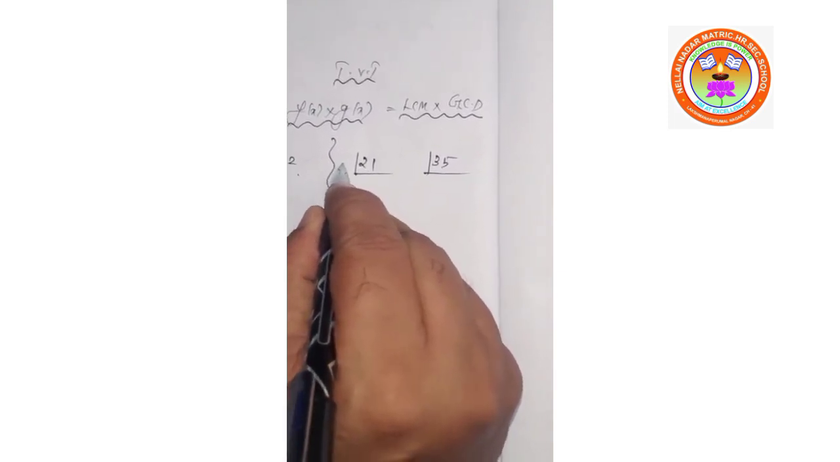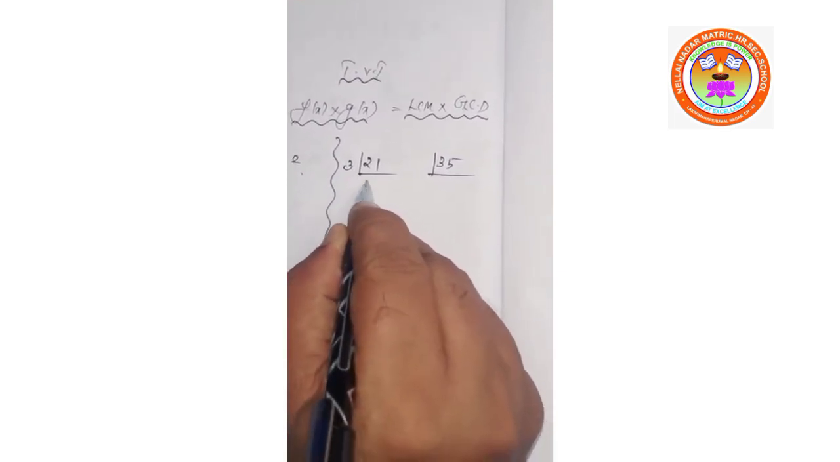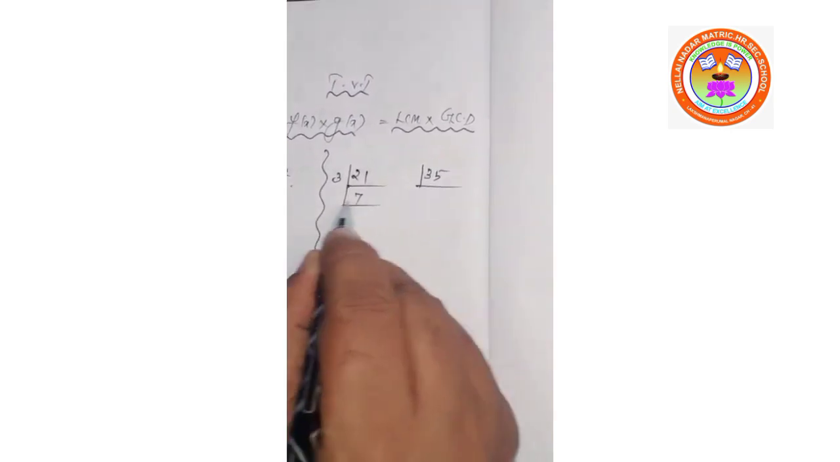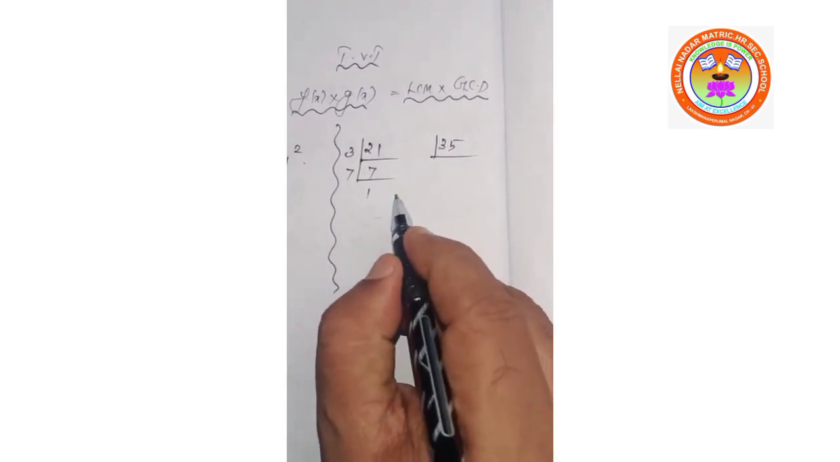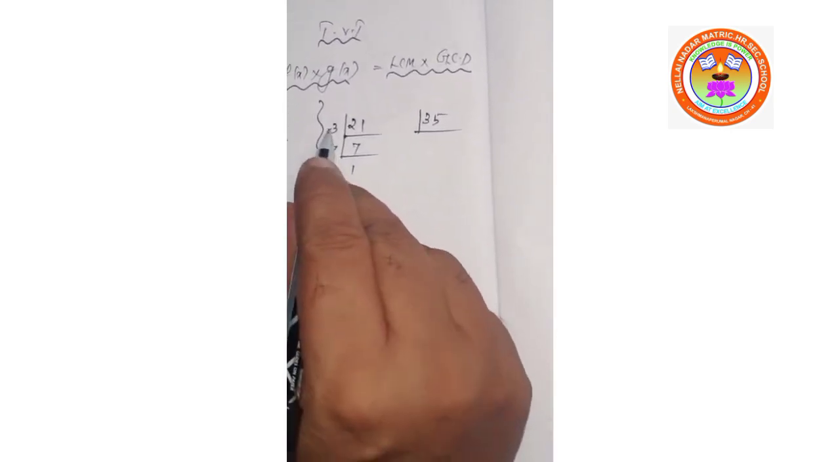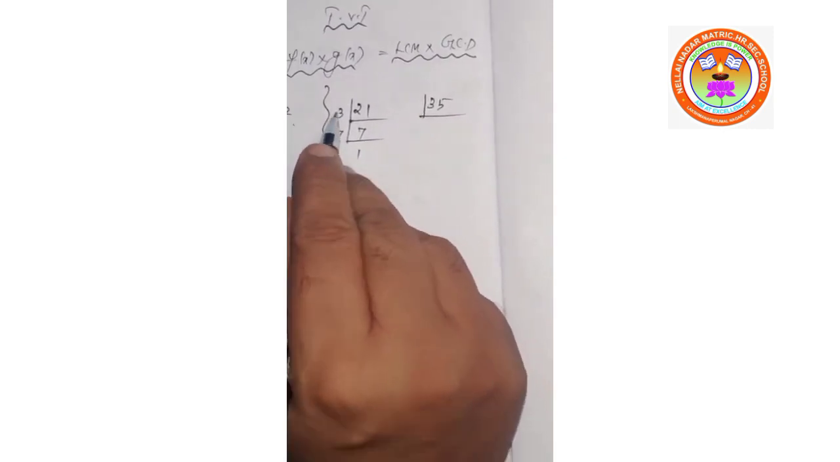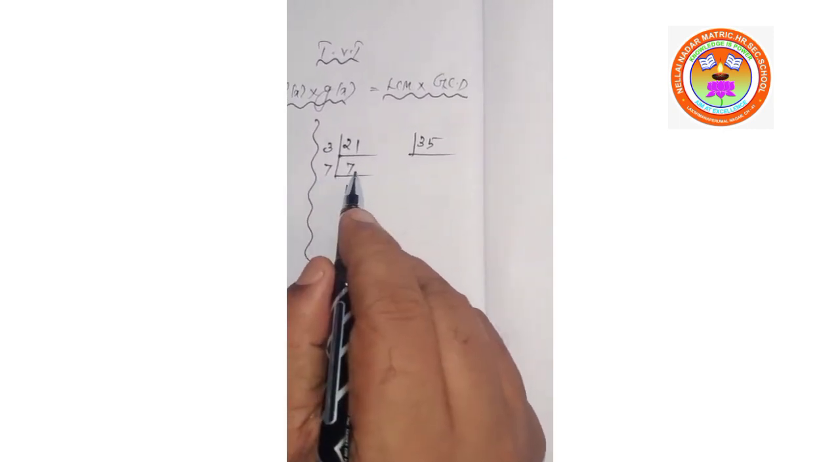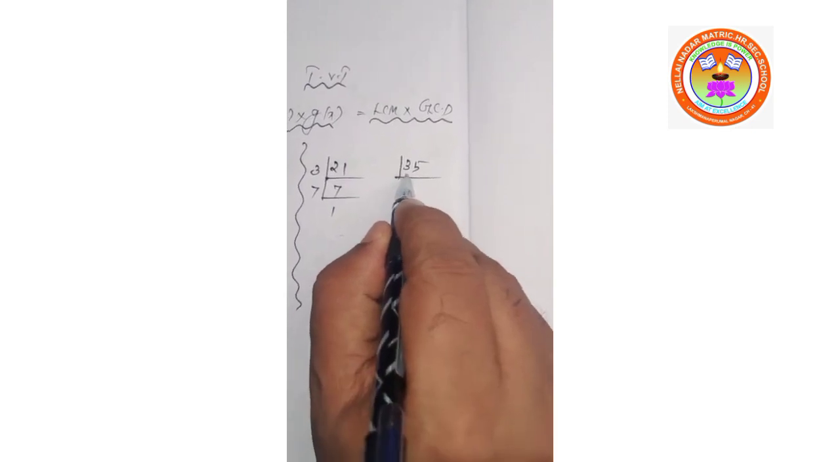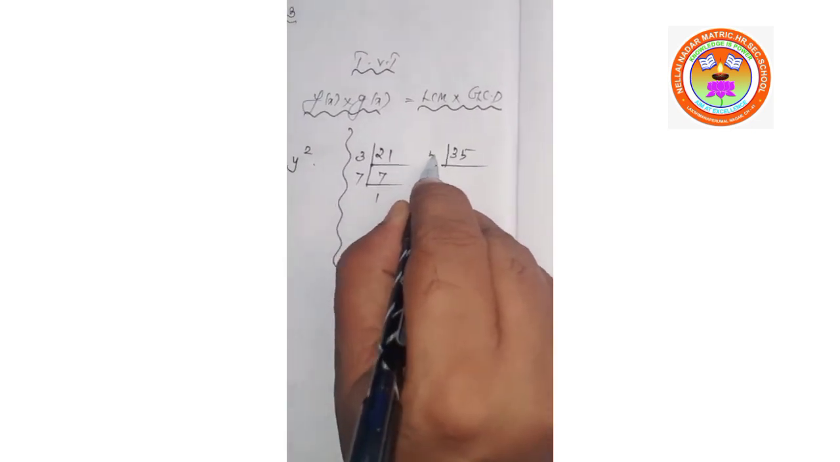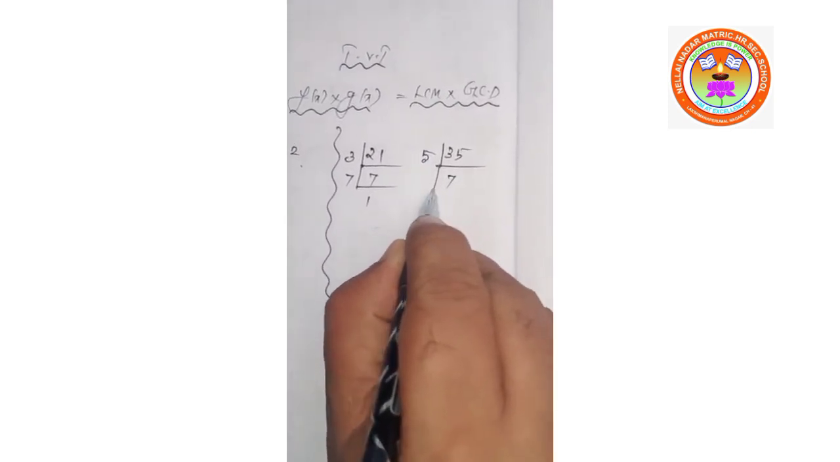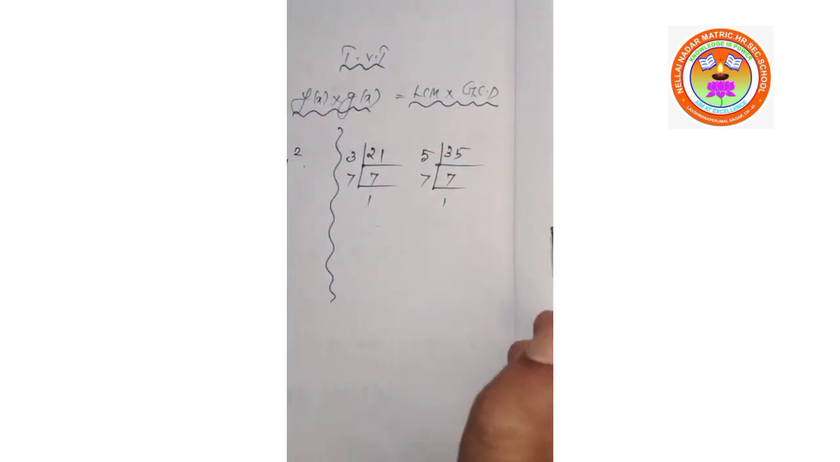21 can be divided by the prime number 3 table 7 times and 7 table 1 time. Until you get 1, keep on dividing. Each and every number must be a prime number. You know very well about the prime number. Now 35 can go 5 table 7 times and 7 table 1 time.